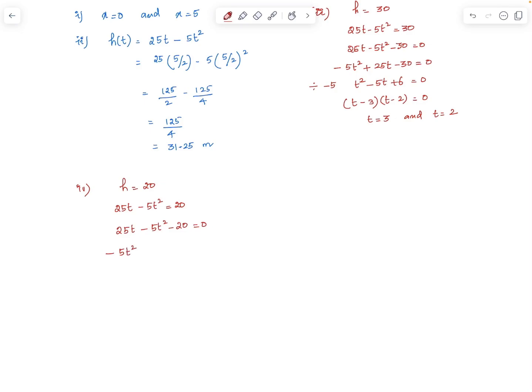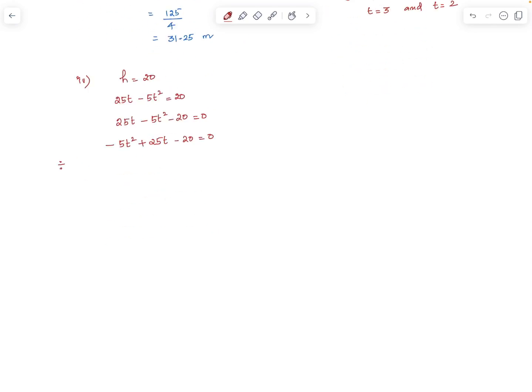Rearranging this, minus 5t square plus 25t minus 20 is equal to 0. Dividing this entire equation by minus 5, we get t square minus 5t plus 4 is equal to 0. On factorizing this, we get (t minus 4) times (t minus 1) is equal to 0, which means t is equal to 1 and t is equal to 4.